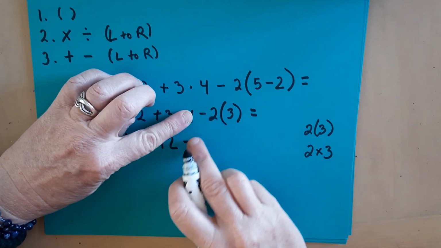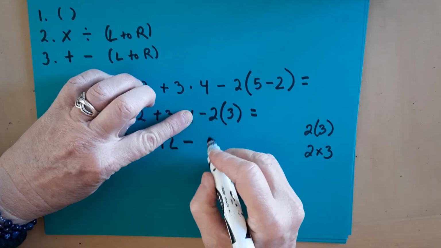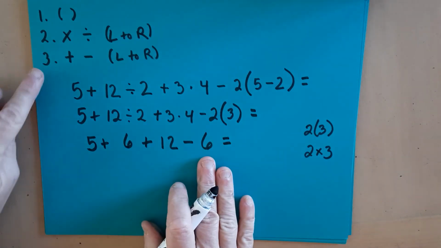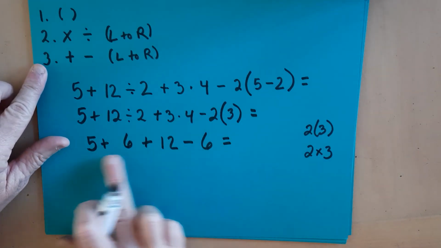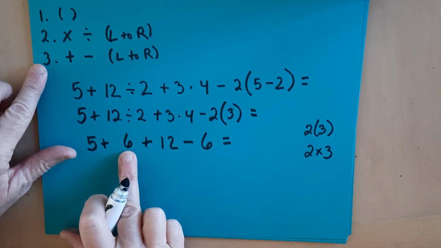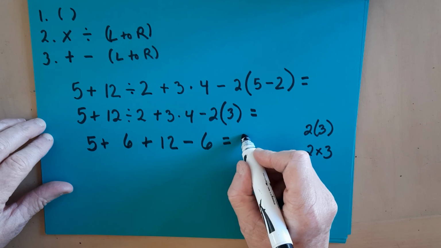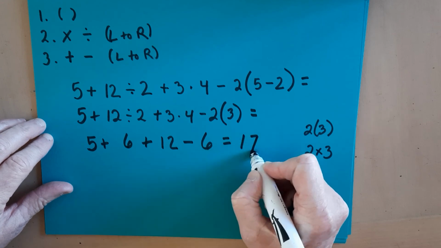We have to watch the sign and put the minus, but then we do this 6 because 2 times 3 is 6. Now we can go to the third step and add or subtract in order. 5 plus 6 is 11, plus 12 is 23. 23 minus 6 is 17. So that's how you do it.